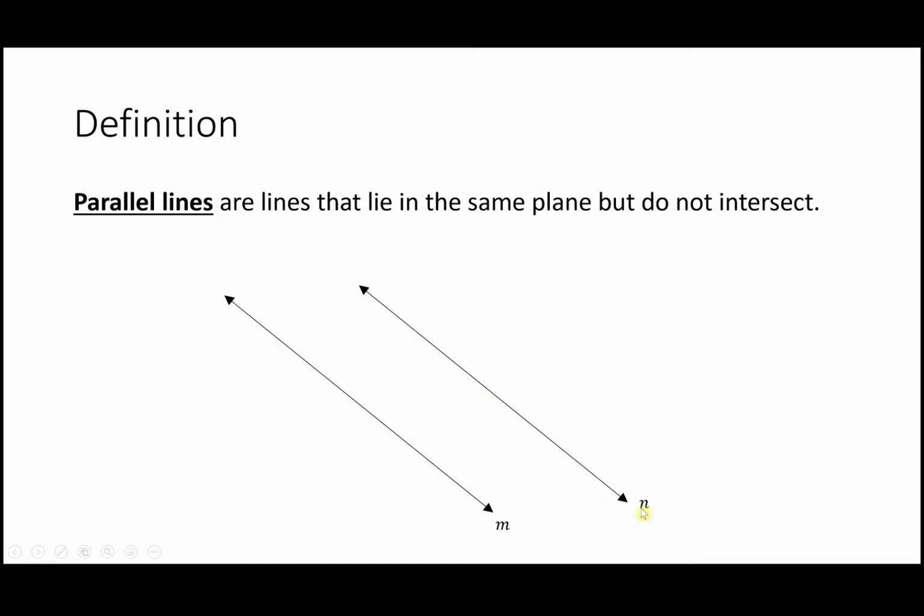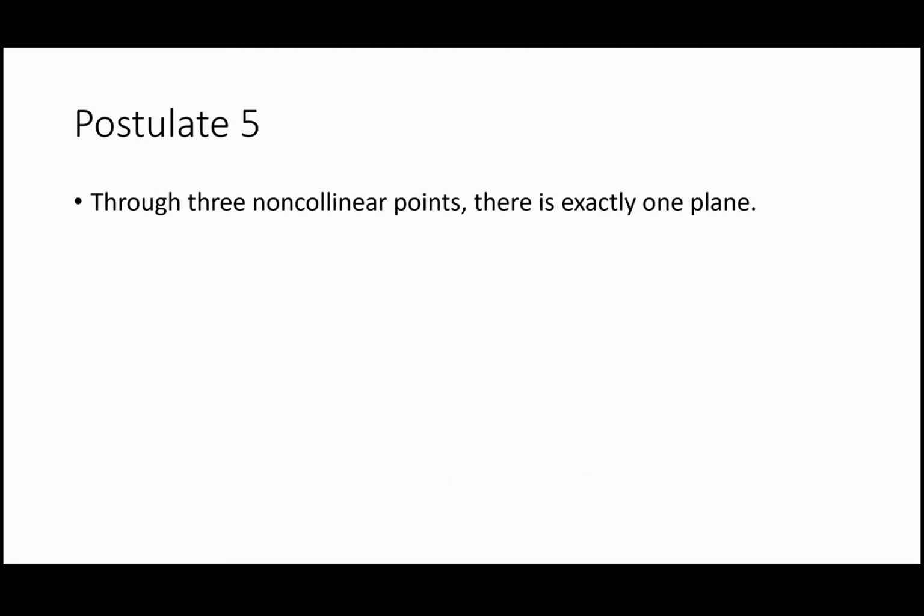And then lines M and M are in the same plane and they will never ever intersect. It's like a tragic love story in the mathematics community. Parallel lines. So sad they'll never intersect. Okay. Anyway, postulate 5 states, through 3 non-collinear points, there is exactly one plane.